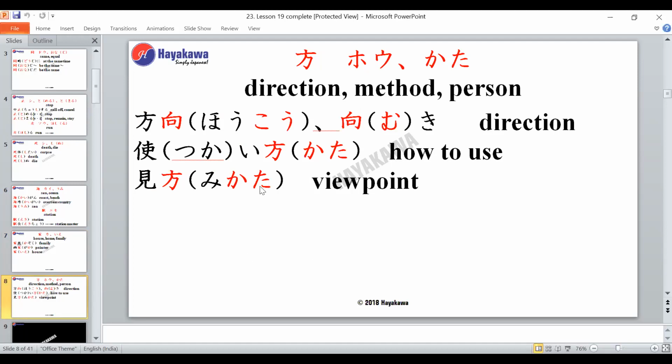Similarly, you have sukai katta. We saw this in one of our lessons, sukai katta, which means how to use. We use this kanji for the katta part when we talk about a method, how to use something. The next one is mi katta. Mi katta is a viewpoint, because it differs from each person's perspective. That's why we use this kanji. Any doubts? Shall we move ahead?